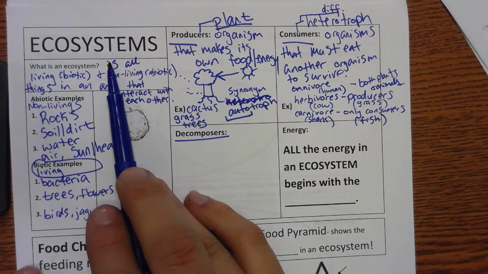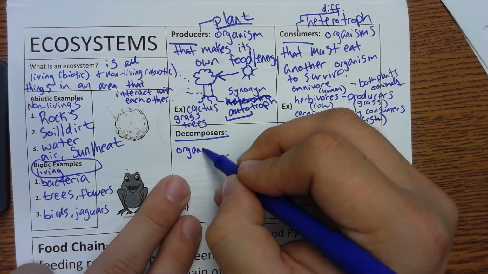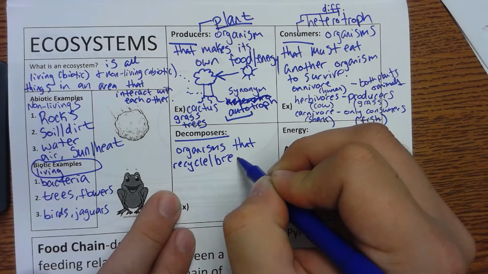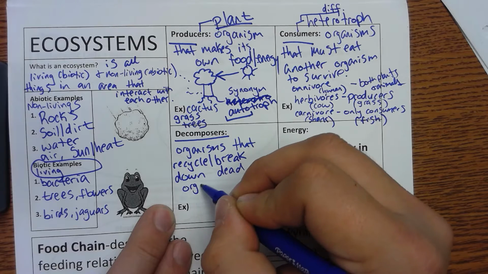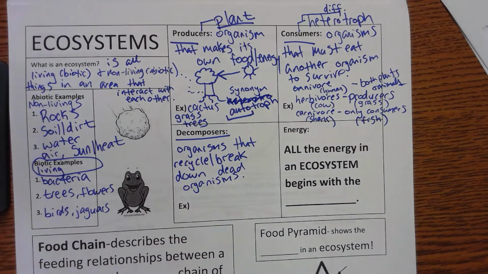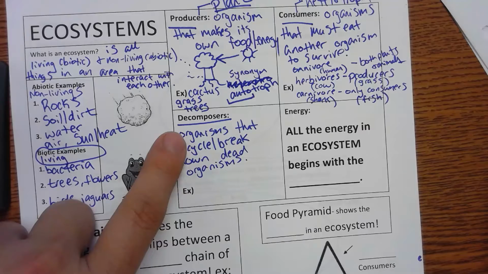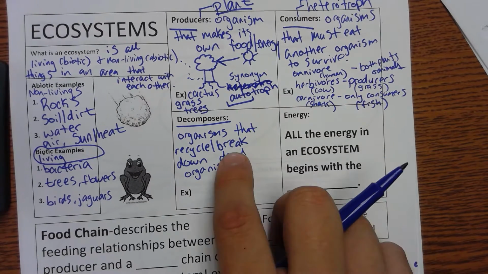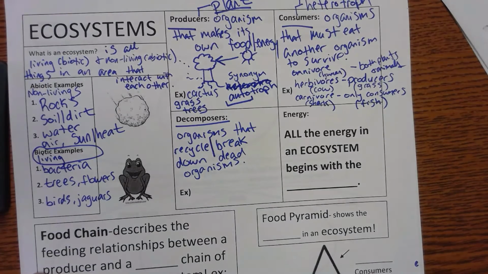Okay, ecosystems have producers, consumers, and decomposers. Decomposers are organisms that recycle or break down dead organisms. They eat dead things. So the decomposers are necessary. If a cheetah eats an antelope and he leaves the antelope carcass, all the bones there, it can't just stay there. Someone has to get rid of it. That's where the decomposers come in. They recycle or break down dead organisms.